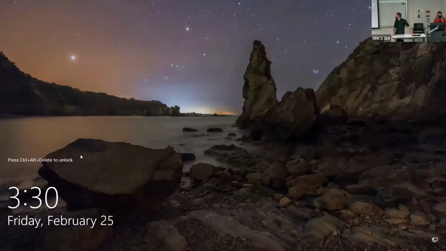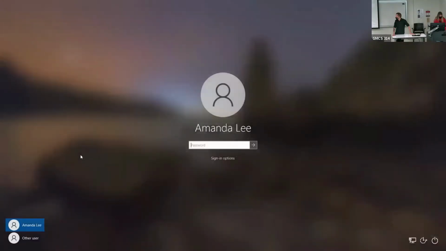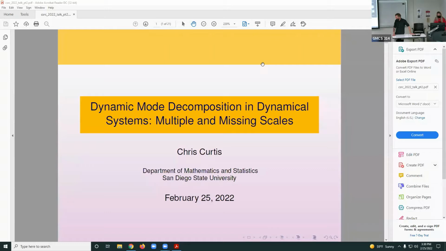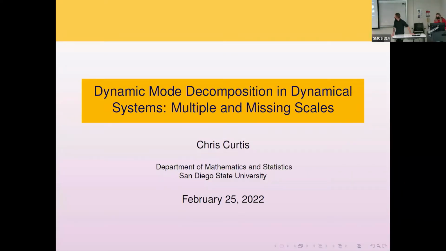So I missed the first part of this talk. So our speaker today is Chris Curtis from the Math and Stats department. So Chris comes from a PhD in Washington and a postdoc in Boulder. He's been with us for 9 or so years. He's a very active member of the department. He is very much interested in dynamical systems, in extended dynamical systems. He has worked a lot on fluid problems.